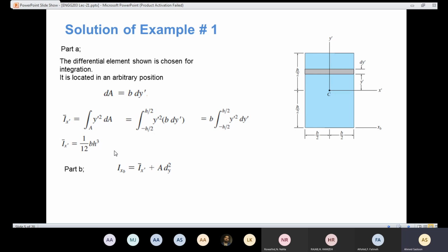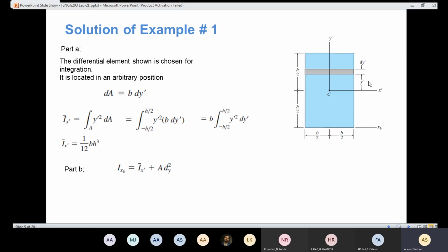So in part 2, I'm going to use the parallel axis theorem. The moment about that axis xb is going to equal the moment of inertia about the centroid plus the area times dy squared. dy represents the difference between the two axes. And the difference between the two axes here is h over 2. And the area, we know the area is b times h. What about Ix bar? Ix bar is here.